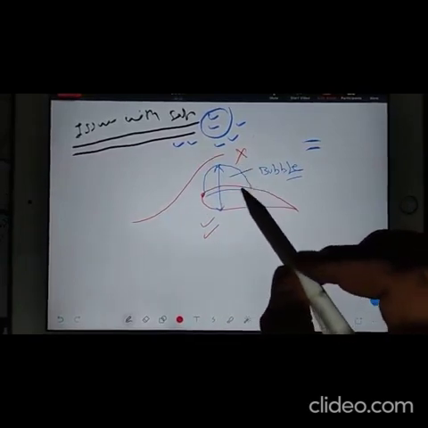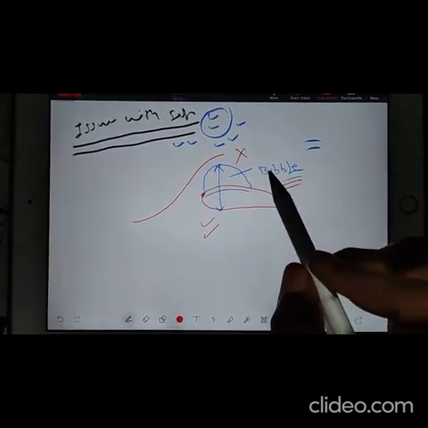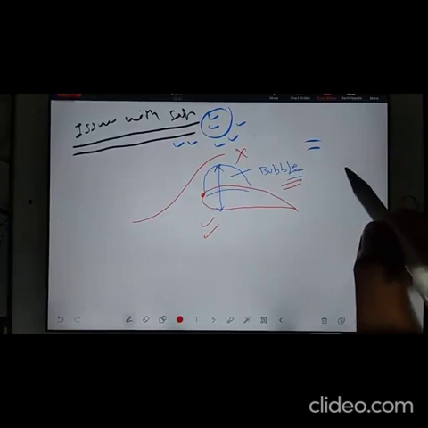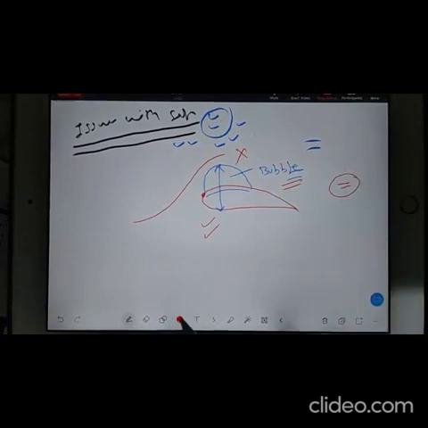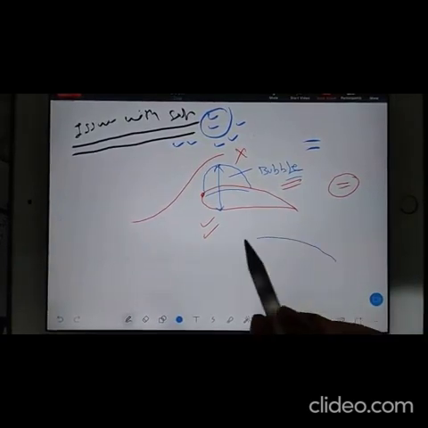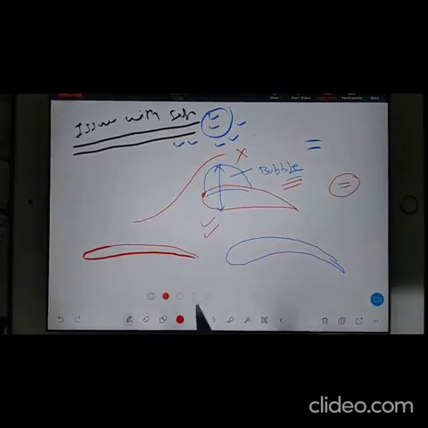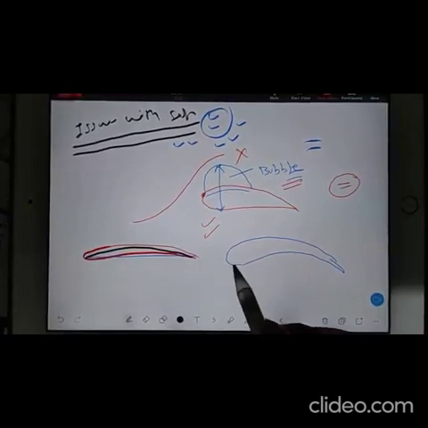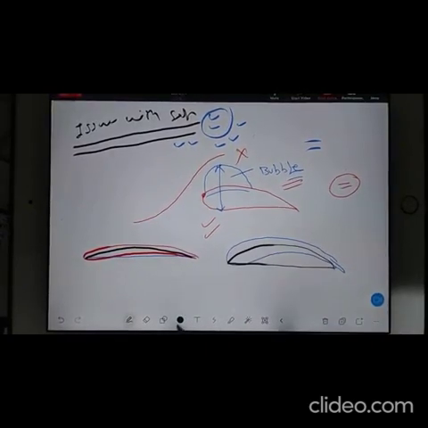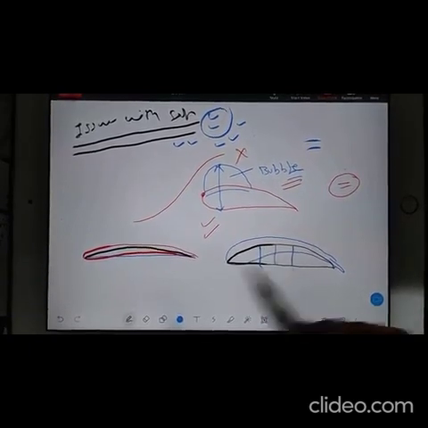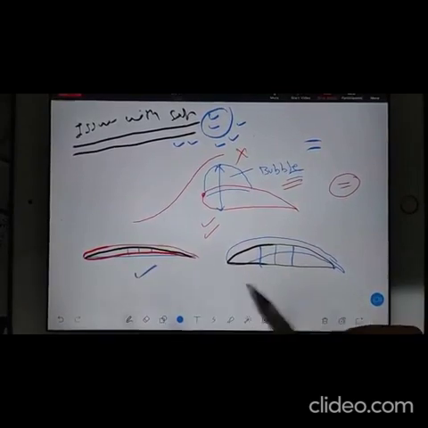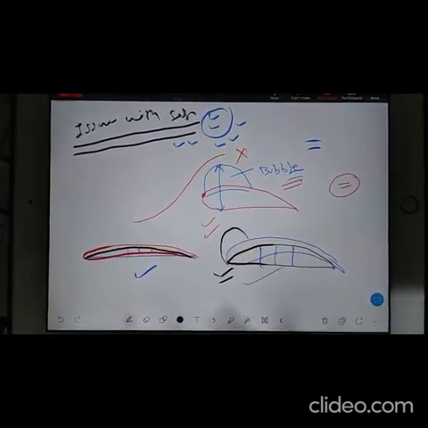So when you are trying to solve this separation bubble issue, you can make camber very less. Very less camber means you have this kind of airfoil and you have this kind of airfoil. Suppose here you have chord line and here you have camber line. Here you have chord line, here you have camber line. You see, here camber is more, here camber is less. Both are airfoils. In this case, separation is extra. In this case, separation will be there but very less.